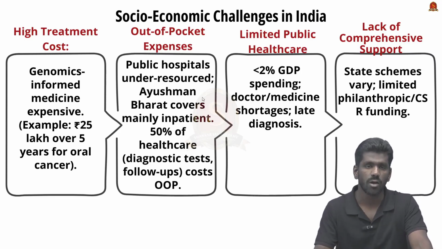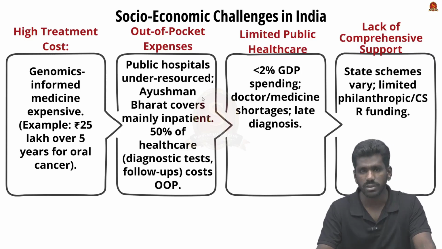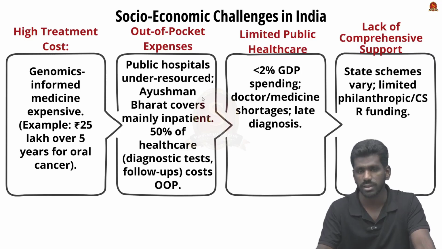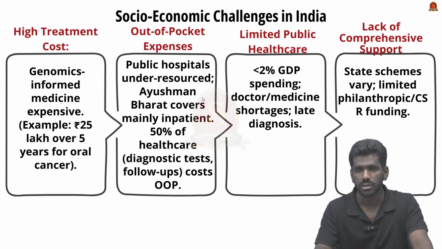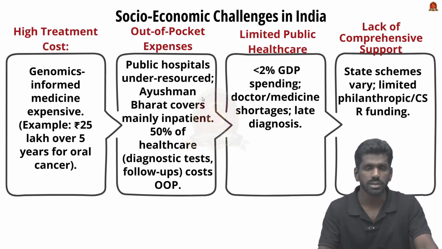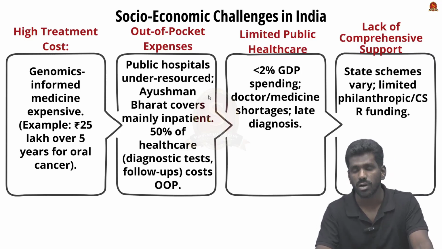The next one is out-of-pocket expenses, which burden the patient and families. See, public hospitals lack adequate resources, forcing many people to find expensive private healthcare. Even government schemes like Ayushman Bharat mainly cover the inpatient cost, but the diagnostic tests, follow-up checkups, and post-discharge care are paid as out-of-pocket expenditure. 50% of total healthcare costs are also borne by the patients themselves. So this out-of-pocket expenditure is a major burden for poor households and marginalized families.